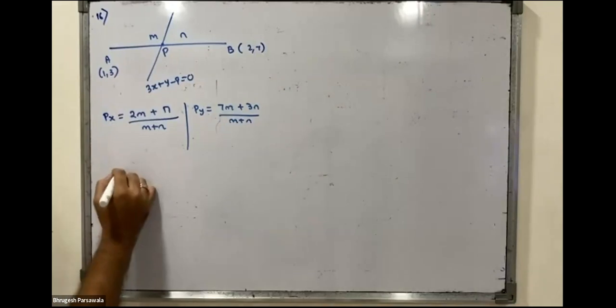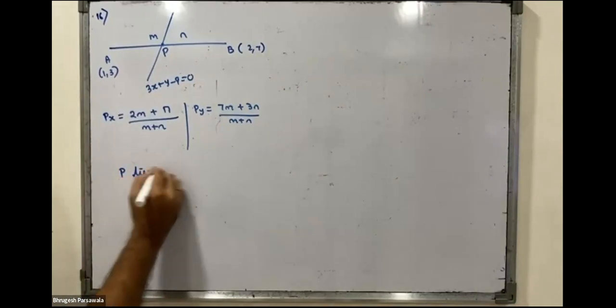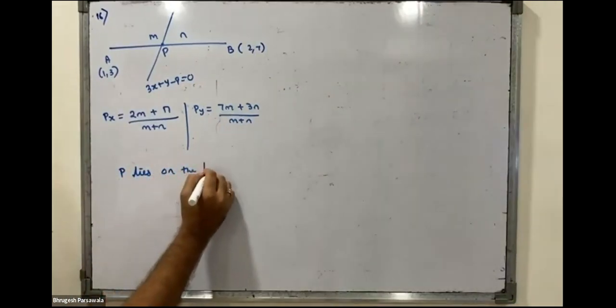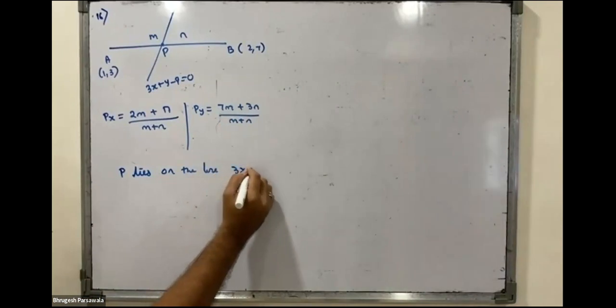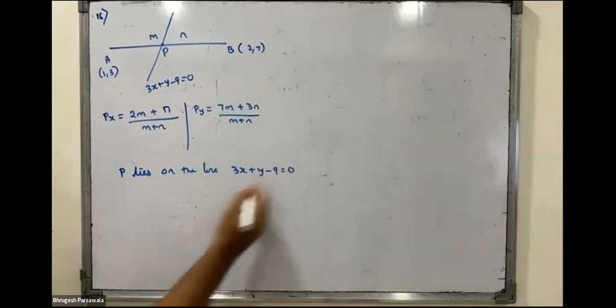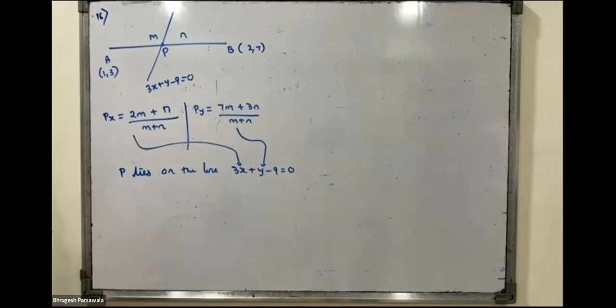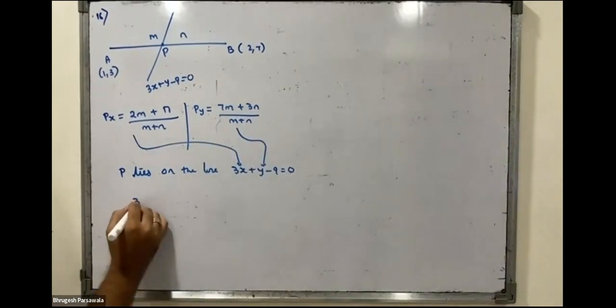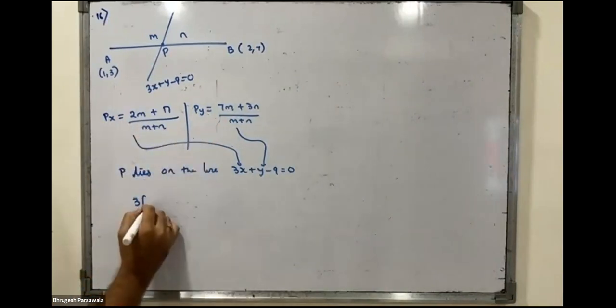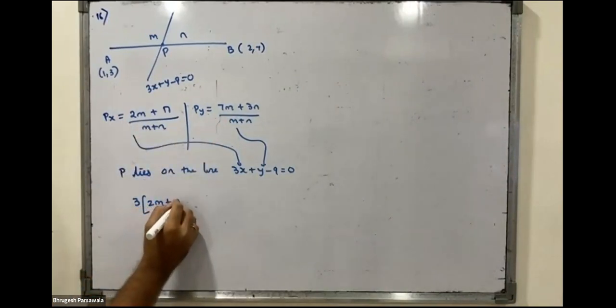Okay, but P lies on the line 3x plus y minus 9 equal to 0, beta. Therefore, this point will satisfy the equation. ठीक है? So हम लोग क्या करेंगे? P के जो coordinates है वो substitute करते हैं इधर.